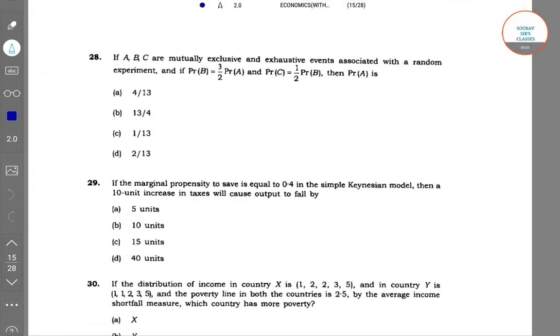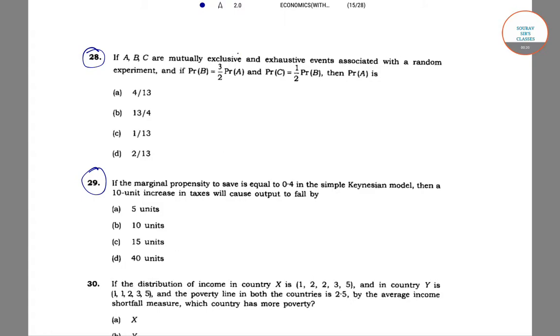In this video, we will solve question number 28 and question number 29 from the JNU SIS 2017 entrance examination paper, which is the entrance examination for Masters in Economics with specialization in World Economy. So now let's look into question number 28 first.